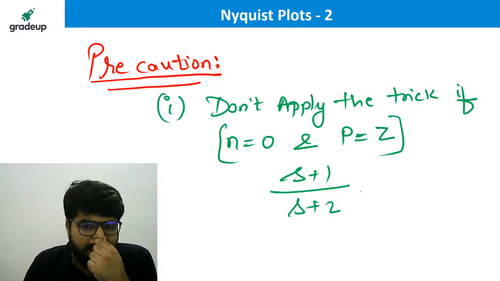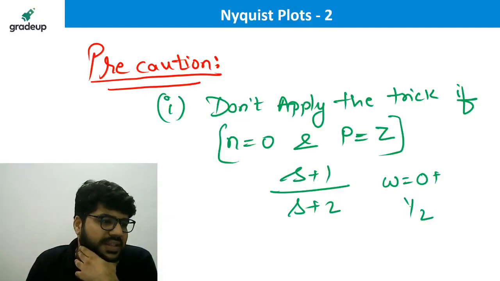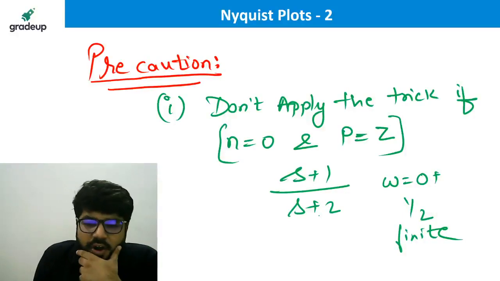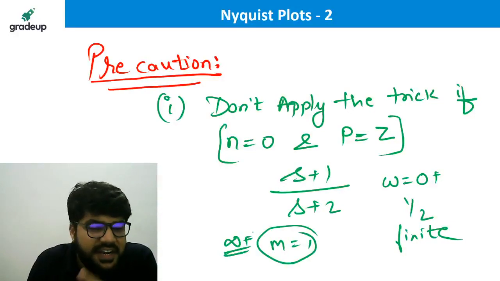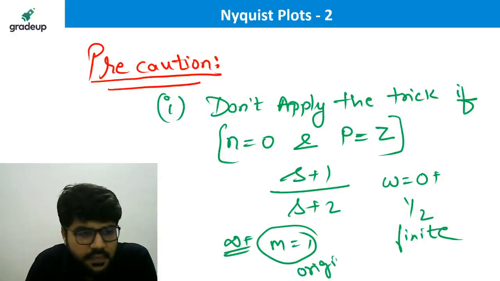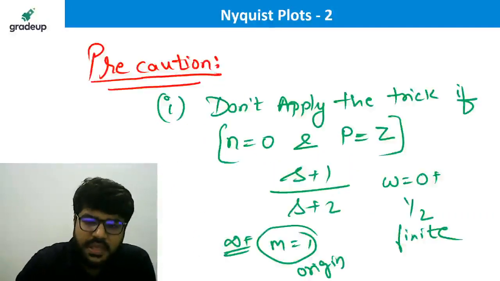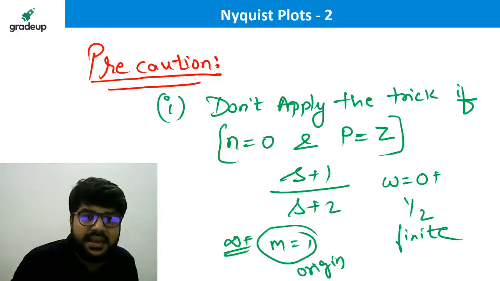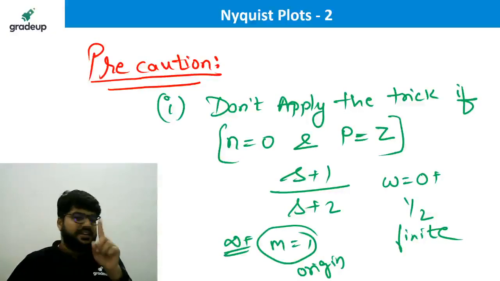What will happen? Why I am avoiding this is because as soon as you put omega equal to 0 plus, you get the answer 1 by 2, and that is a finite answer. Also at infinity plus, if you solve, you are going to get the magnitude as 1. मतलब infinity plus पे this is not diving into origin. मैंने बोला I am talking about a diving angle, ठीक है? Diving into origin. So at omega equal to infinity plus, it will give you a finite magnitude. Numerator and denominator have the same degree. It will give you a finite angle, and it will not dive into the origin. So that is one precaution to be followed.